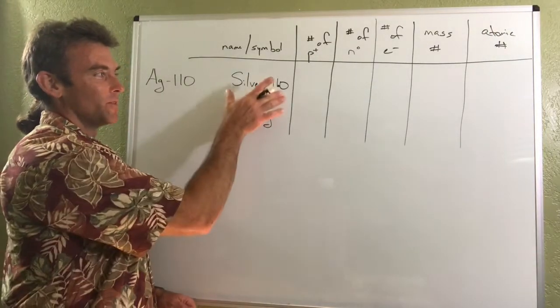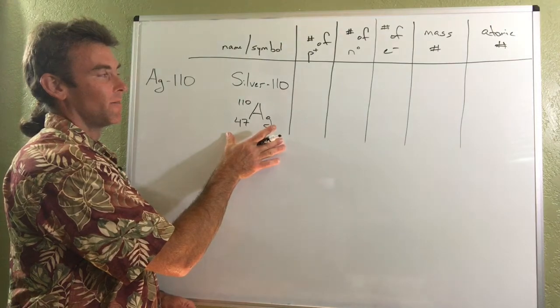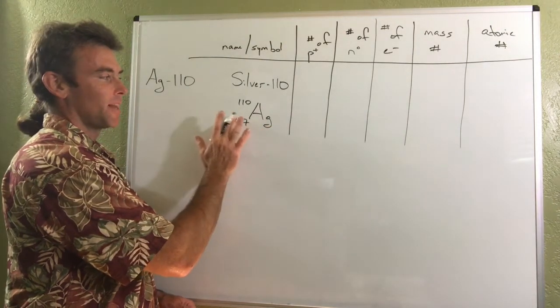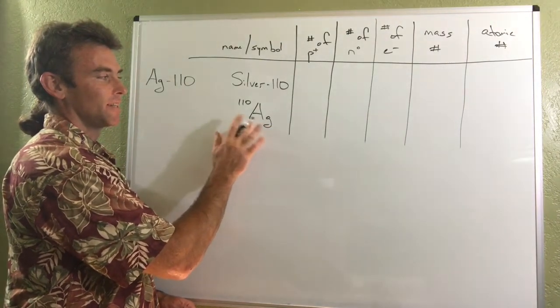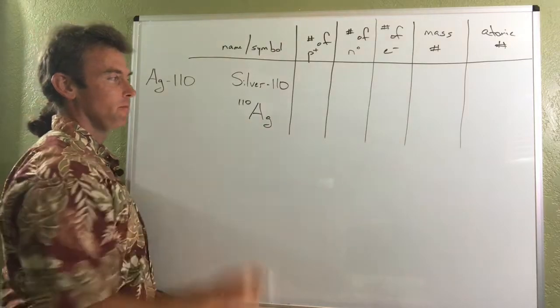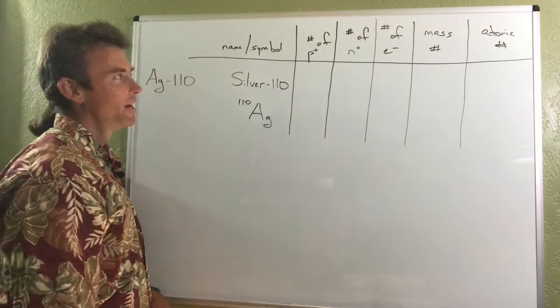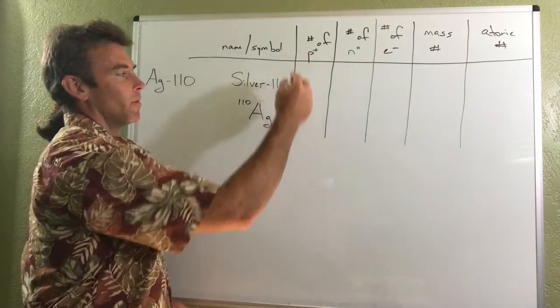Okay, so there are two different ways that I could write out that name and symbol. Keep in mind that 47, because it's silver and we know how many protons have to be in there, you can also leave that off. It's up to you.